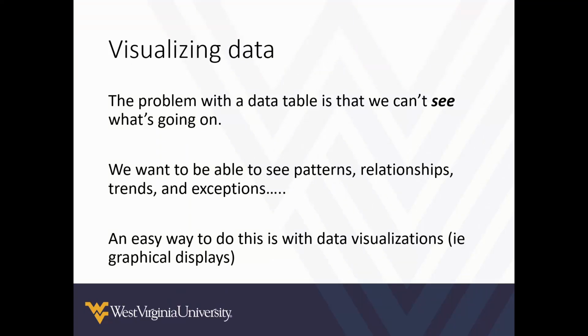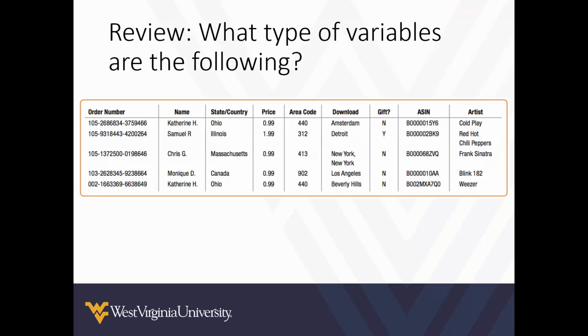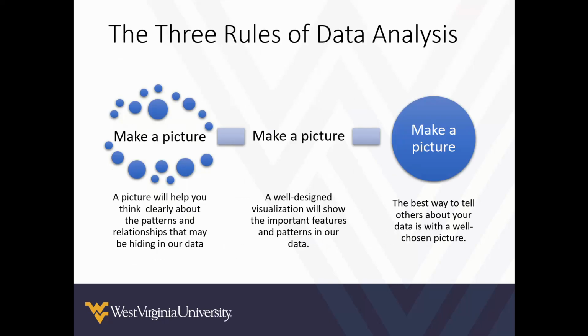So, visualizing data. The problem with the data table is that we can't necessarily see what's going on. We might want to be able to see patterns, relationships, trends, and exceptions. Some of the easiest ways to do this is with a data visualization, meaning a graphical display. Because as great as this chart is, we may not be able to see trends in locations, pricing, artist, things of that nature that we might be interested in. So what do we do? We make a picture.